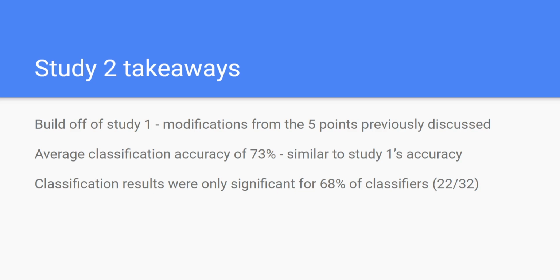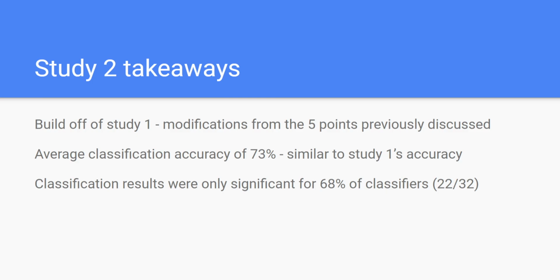So that brings us to the second study. They built off of study 1. They used essentially the same task design or methodology design, but they switched the tasks a bit so that it could take into account the modifications from the 5 points that we just discussed. Their classification accuracy didn't really change that much. It's 73% now instead of 76%, which is pretty similar to study 1's accuracy.